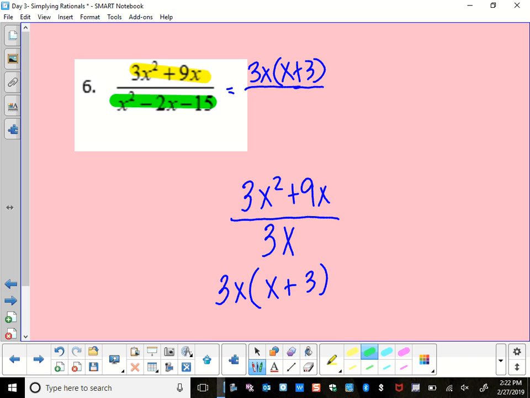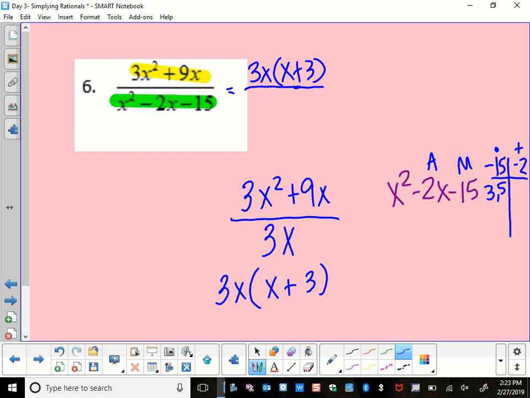On the bottom, I have x squared minus 2x minus 15. Do we see here that I have to factor this problem? There is no GCF. So when I factor this, I need to get it into my t-chart. I need two numbers that multiply to give me negative 15 and add to give me negative 2. 3 and 5 would work. And your 5 would get your negative.